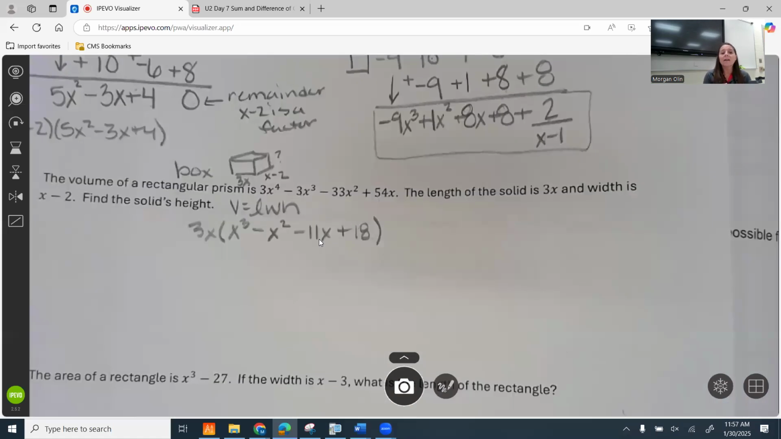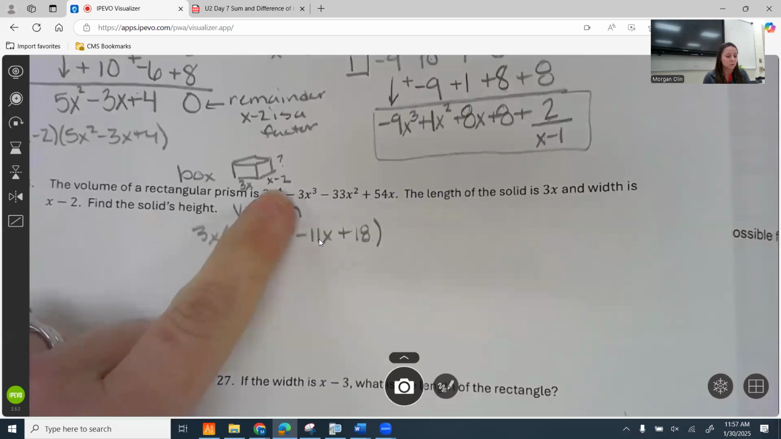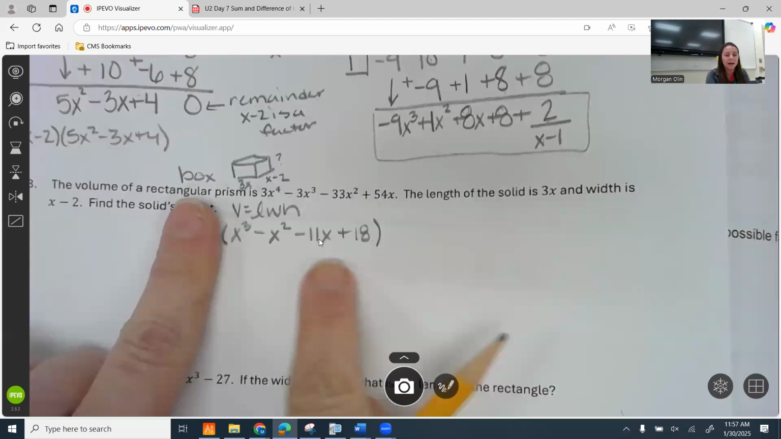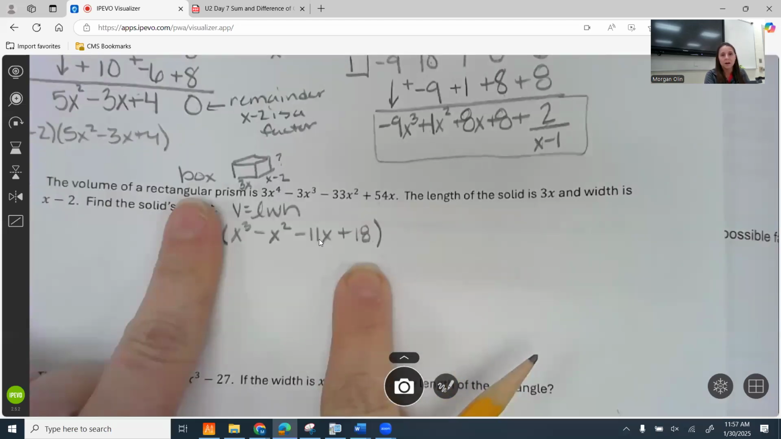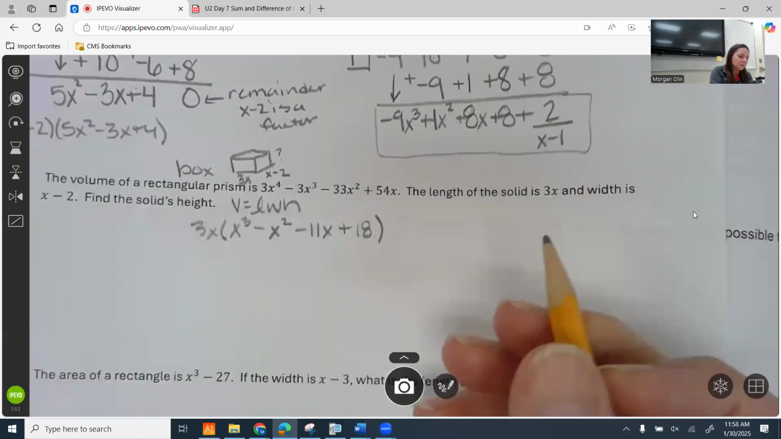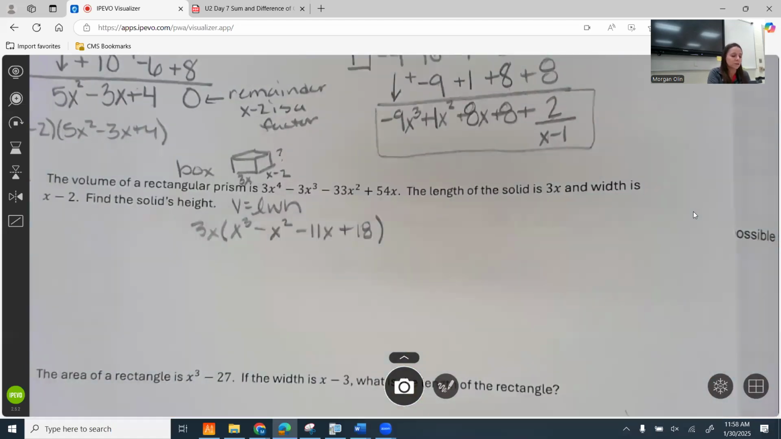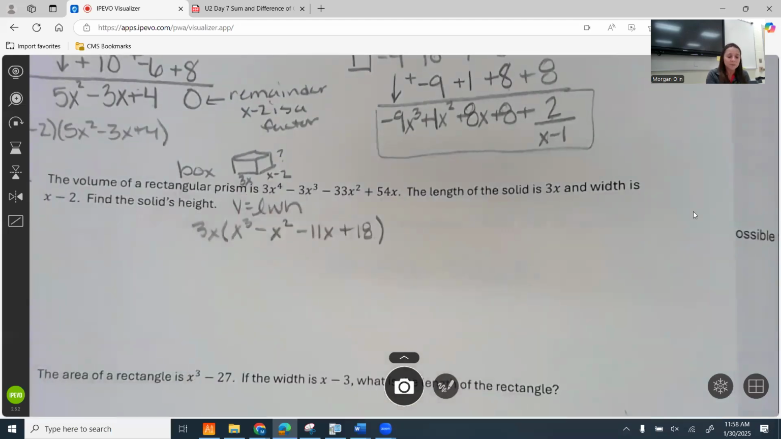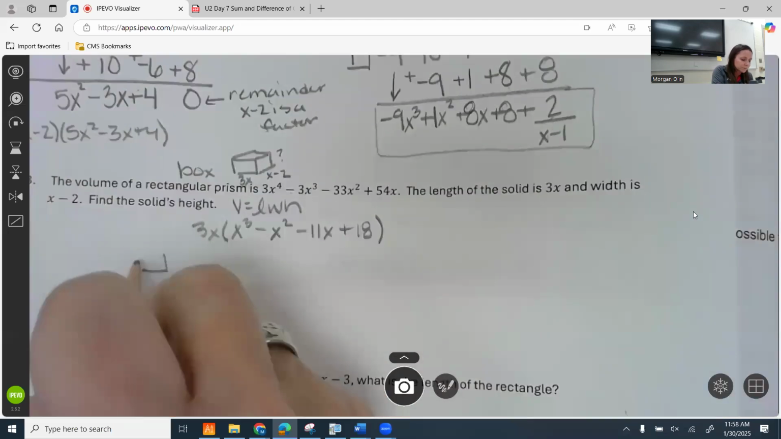Now, I have to have another dimension I divide by, which is x minus 2. But I've already taken the 3x out, so I only want to divide this by x minus 2 right here. Now, if I'm dividing that by x minus 2, can I use synthetic? Yes, because it's just x minus a number, nothing else. So here, when I do synthetic division, think if I'm dividing by x minus 2, either set that equal to 0 or think opposite, positive 2.